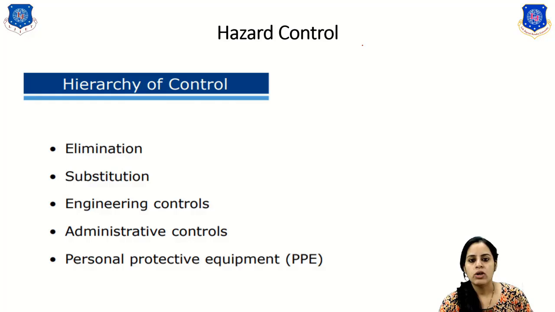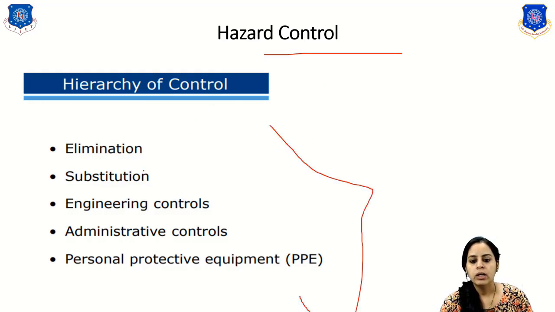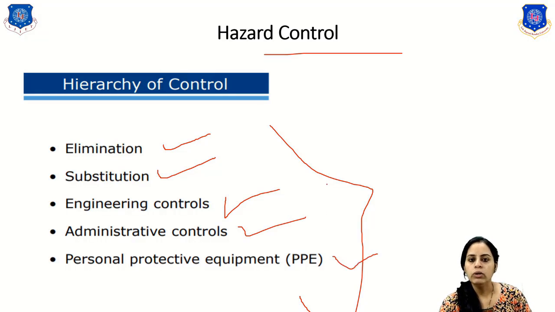Okay, in the previous lecture, we have discussed various hazard techniques. Now in this lecture, we will discuss hazard control. How do we control the hazard? For that, various methods are given. The first is elimination, then substitution, engineering control, administrative control, and personal protective equipment.